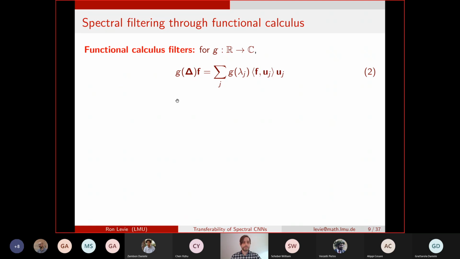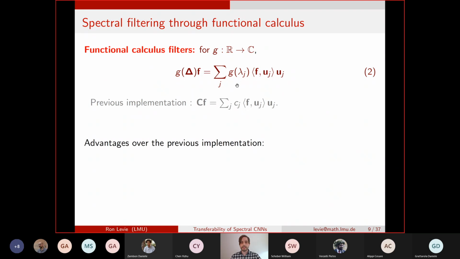Okay, so how do we use functional calculus to define filters? We define filters as functions of the graph Laplacian. Okay, so let's compare this implementation to the naive implementation. Previously, the frequency responses were parameterized via the index of the frequency j, and now the frequency responses are parameterized via the value of the frequency lambda j. And this makes the whole difference because now we solved both of the problems that we had before.